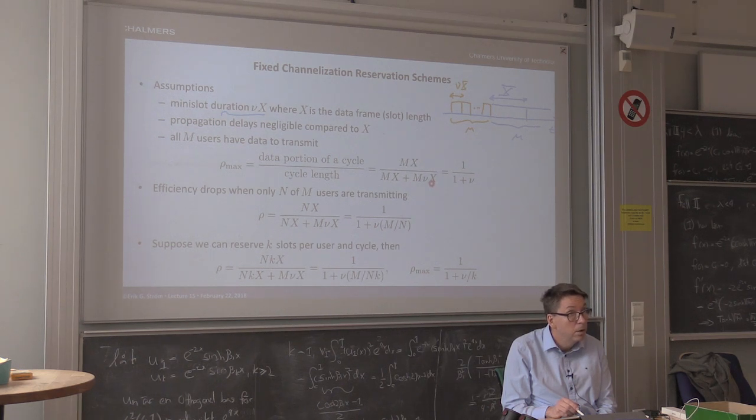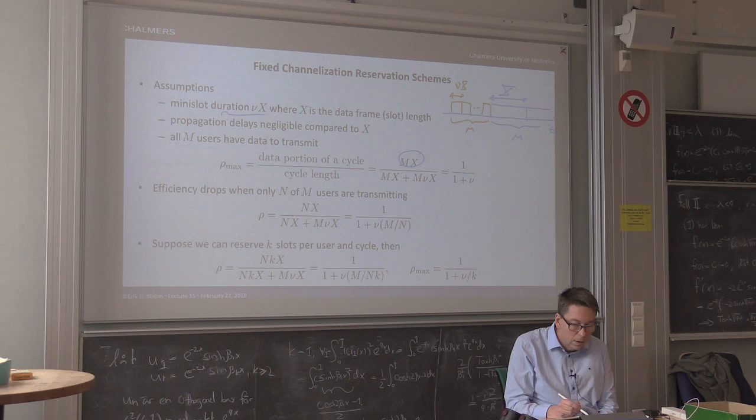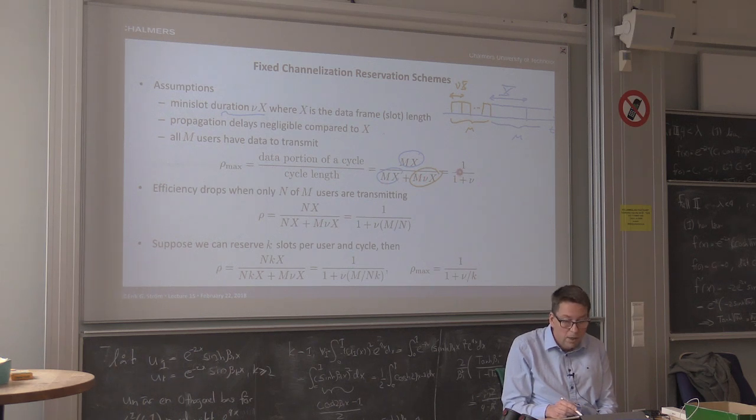Questions on that formula? Okay. So data, reservation. Okay. And the cycle is data plus reservation. Okay, and then we divide this through each other and we get 1 over 1 plus nu. And not very surprisingly, we get good performance when nu is small. Okay, so if it's 1%, then we get close to 1, which is what we would like to have, right?